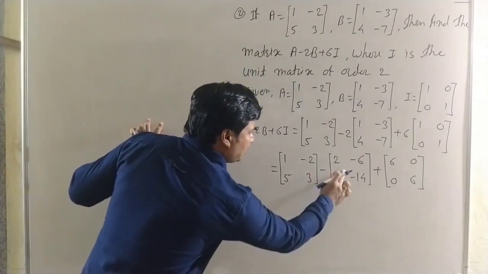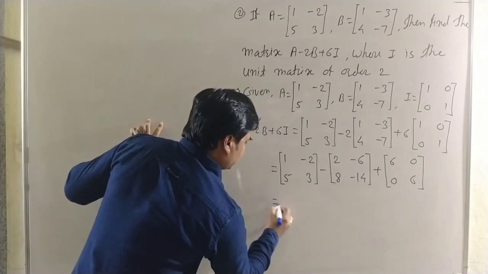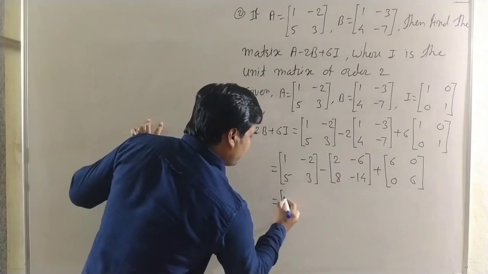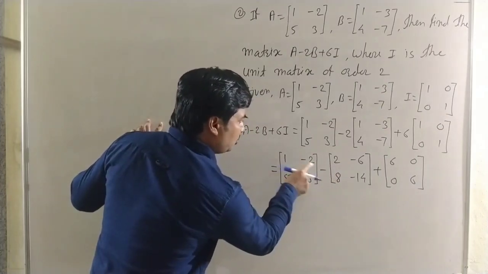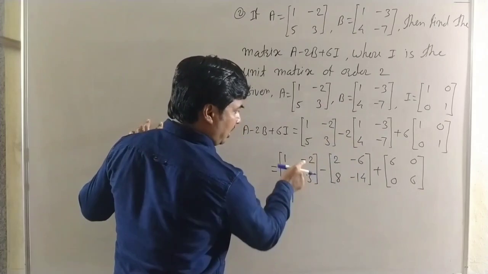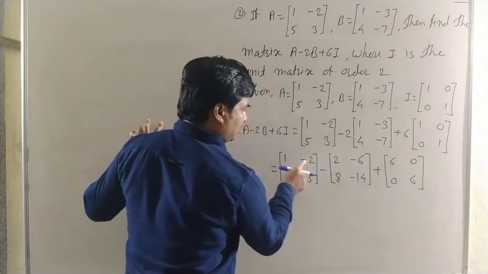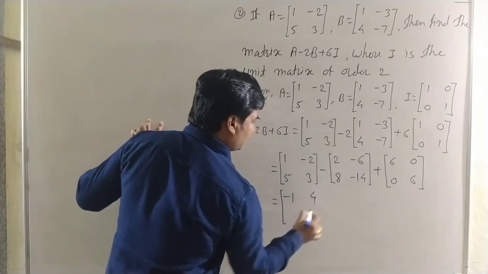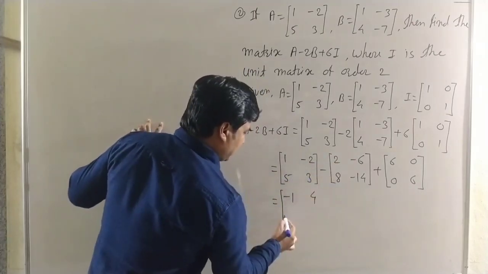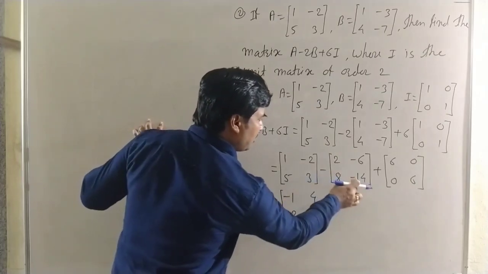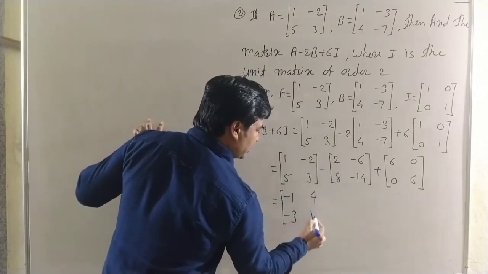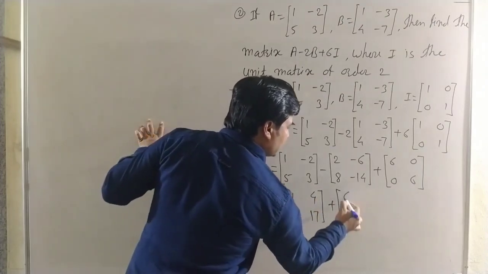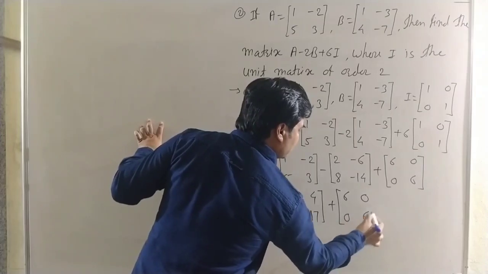Now first subtract these two matrices. We get here 1 minus 2, it is minus 1. Minus 2 minus minus 6, see carefully, that is a plus, minus 2 plus 6, it is 4. 5 minus 8 is minus 3. And 3 minus minus 14, that is 3 plus 14, it is 17. And plus, it is 6 0 0 6.